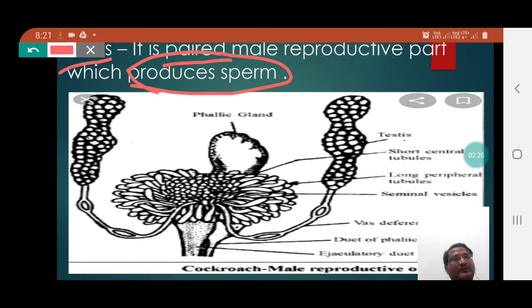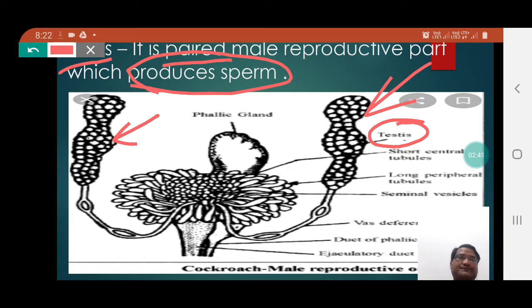Students, with the help of this picture, it's easy to understand how testis appears. So students, this is how testis appears, and you can notice they are 2 in number. That means it is a paired structure, and the main function of which is to produce sperms.